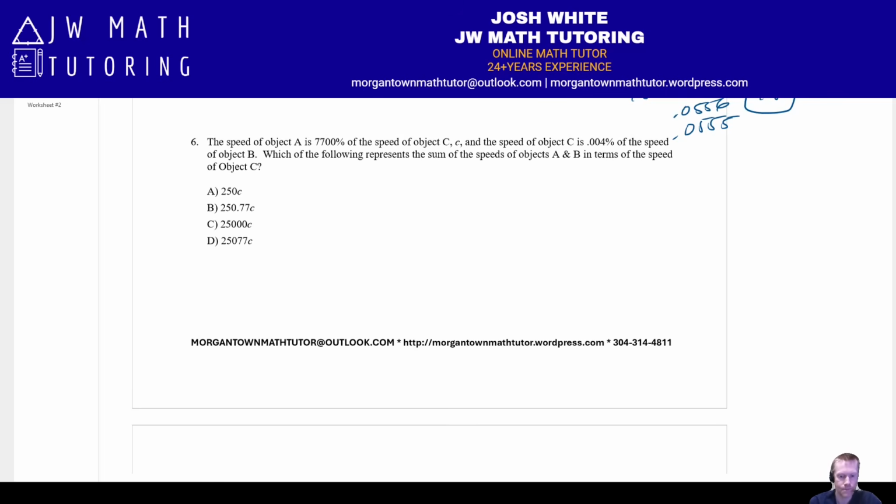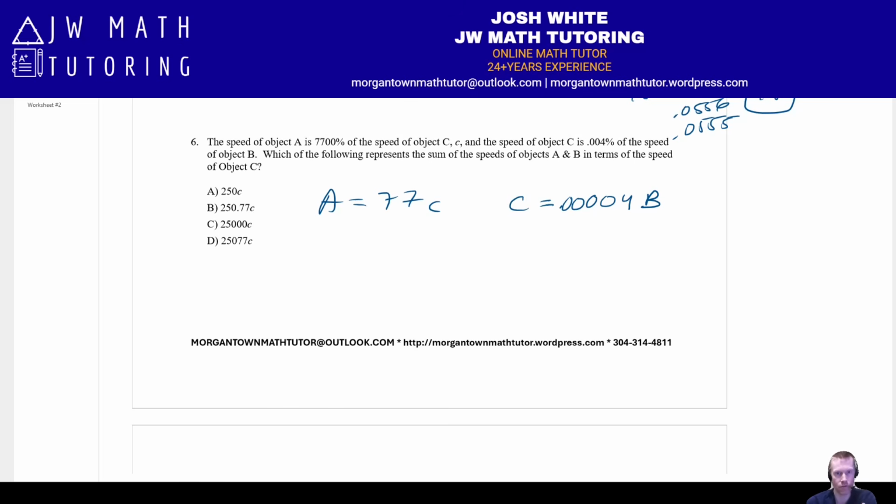All right, so we know that a is 7,700% the speed of object c, but its speed is actually lowercase c. That means the speed of a is equal to 77 times c. And we know the speed of c is equal to 0.004%. That's going to be 0.000, and technically there are 2 zeros originally, and then you have the 4. But you have to divide this by 100 to turn it into a decimal, so you have to add 2 more zeros, 0, 0, the speed of object b.